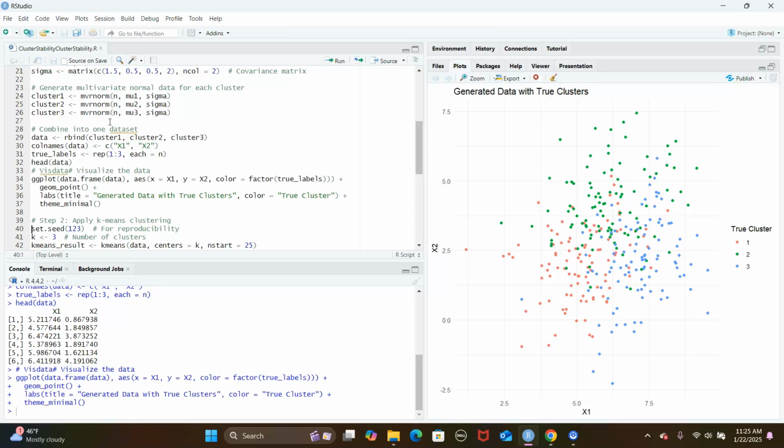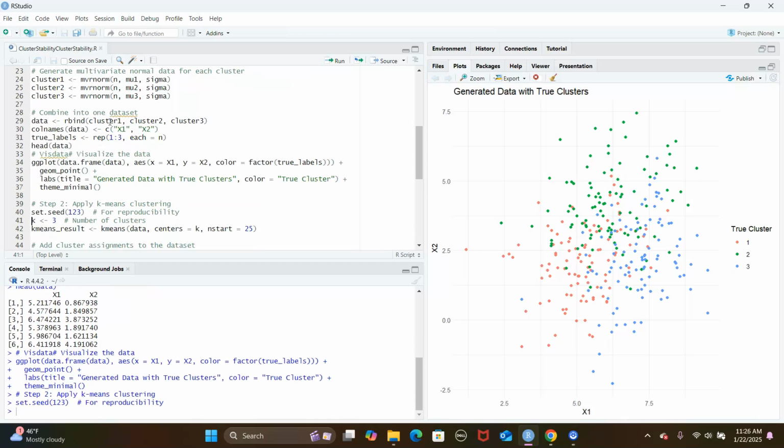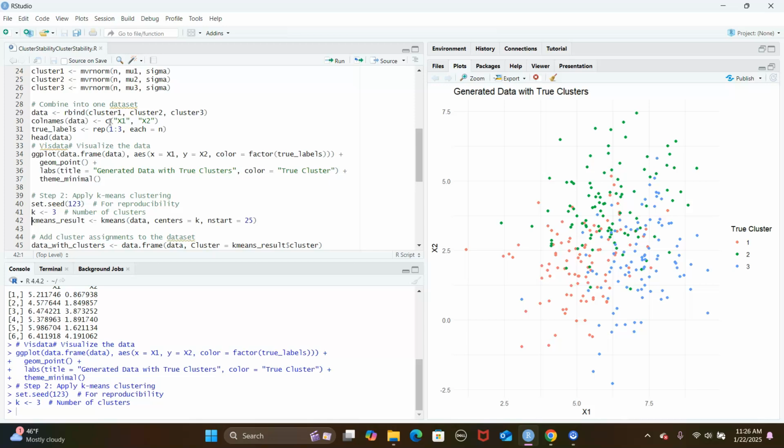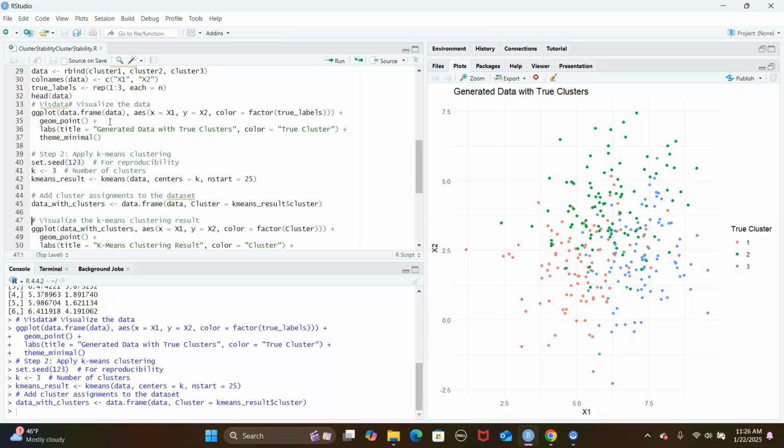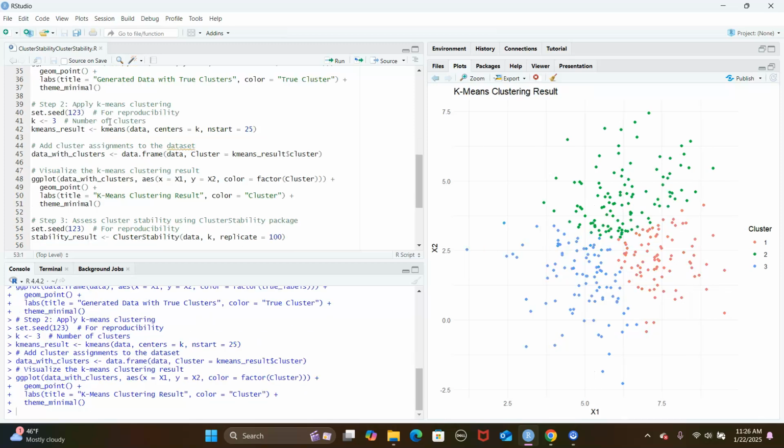Okay, so we can set another random seed. Say we start with 3 clusters, and then we use the k-means function to do the cluster analysis, and we assign the data the cluster variable from the k-means result. Okay, and then we can plot them out. They are marked in different colors. There's 3 clusters. Okay, and to assess the stability, we use the ClusterStability function.